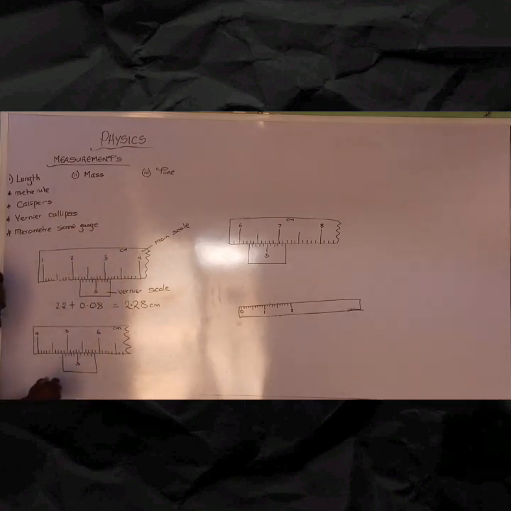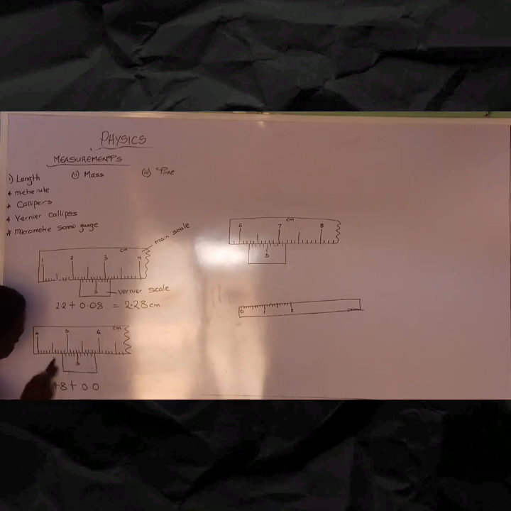So coming here to look at it. This is 4, this is 4.5, 4.6, 4.7, 4.8. So on the main scale we have 4.8. That's 4.8 plus 0.0, 4.8. Then you check, where does it coincide?